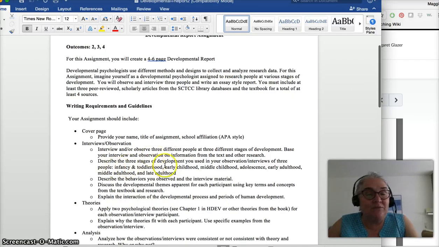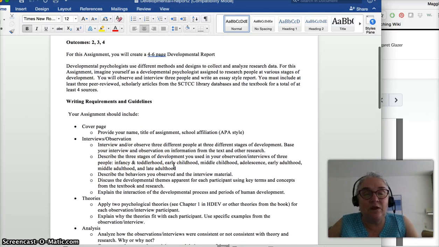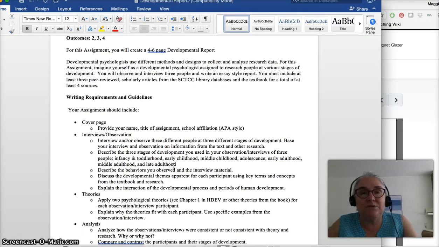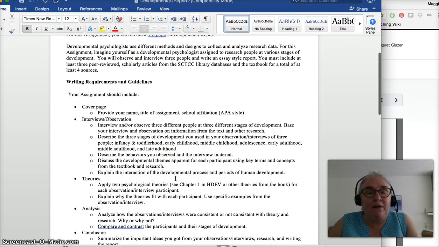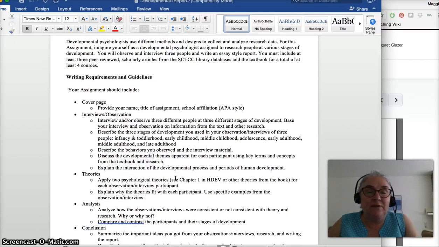You're going to describe the 3 stages of development. You can look at those, of course, in the book. What are they? Adolescent is between this and this age, roughly, and this is what happens during that time. Describe behaviors you observed in the interview material. Take a look at what they say and what they do. Discuss the developmental themes, identity development, relationships, attachment, or whatever it is that you are looking at for each of the participants, using the key terms and concepts from the textbook.